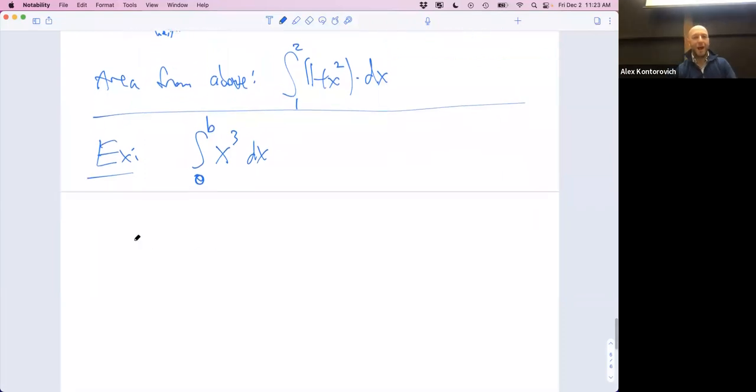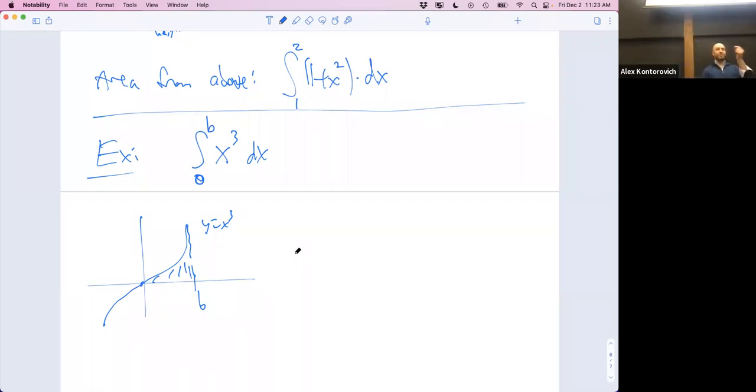So again, we have the curve y equals x cubed. Here's y equals x cubed. We're going to go from 0 to some value b, and we want to know the area under this curve. We're going to work this out from the definition of a Riemann integral. So we're going to take these Riemann sums. This is the limit as n goes to infinity of the Riemann sum, Sn. So we have to work out what Sn is.